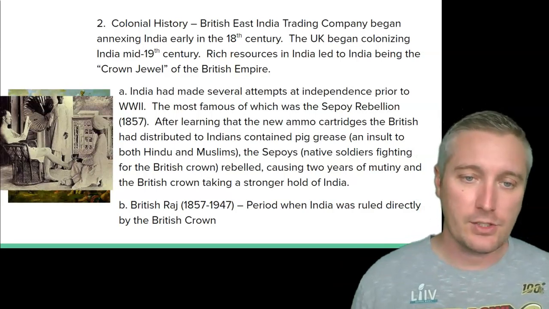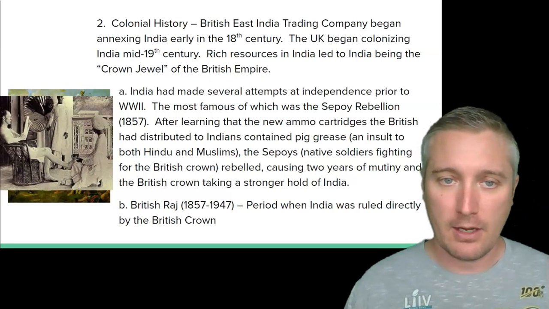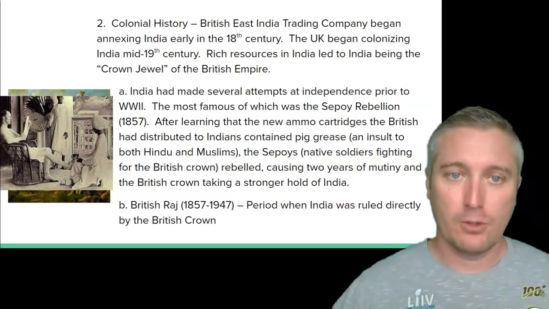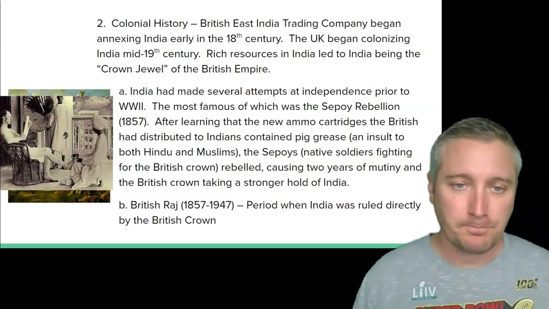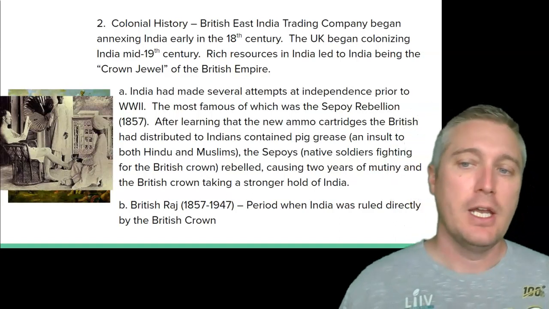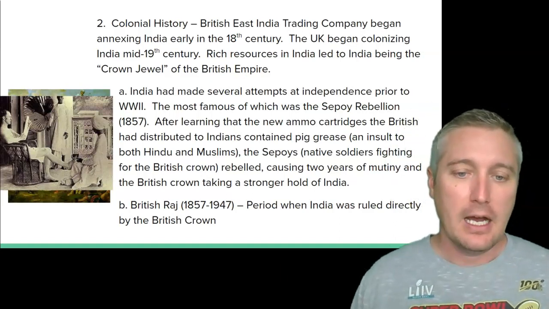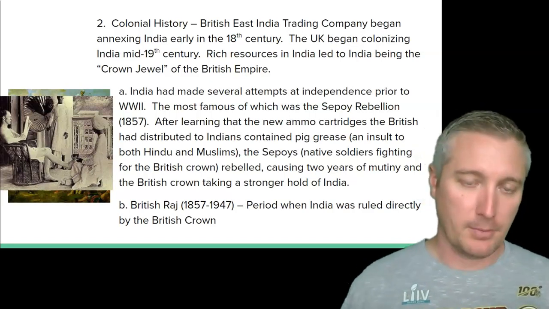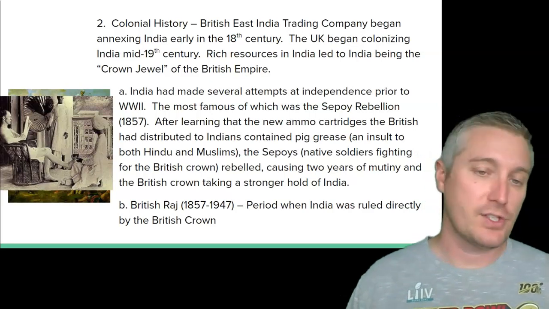Now, the Indians, for the most part, did not want to be ruled by the British, and there had been some pushback. There had been some major rebellions that had taken place at points. But from 1857 to 1947, the British are going to rule directly in India, and that is mainly following, sorry, I'm kind of going out of order here, what was called the Sepoy Rebellion in 1857.